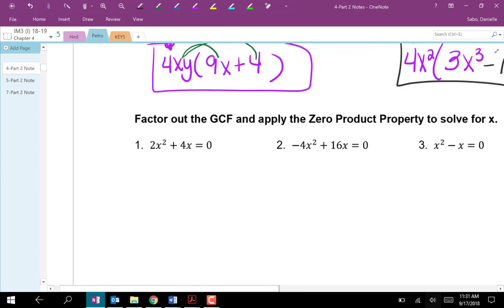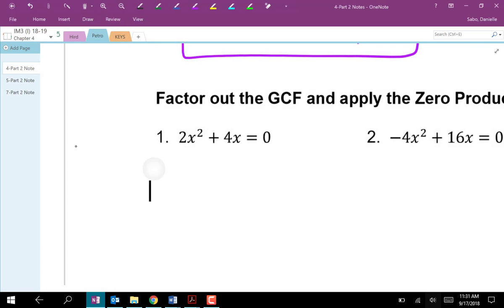So let's first look at this first one. What is the GCF between 2 and 4? Like what number can I pull out? A 2. Good. Yeah, that one's pretty easy. And then how many x's can I pull out? What's the lowest power? Careful. 1. And here's why.